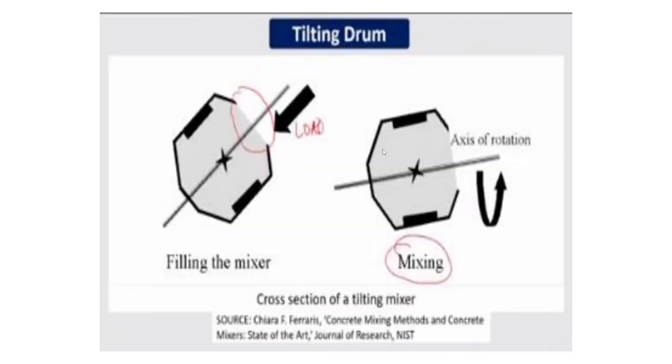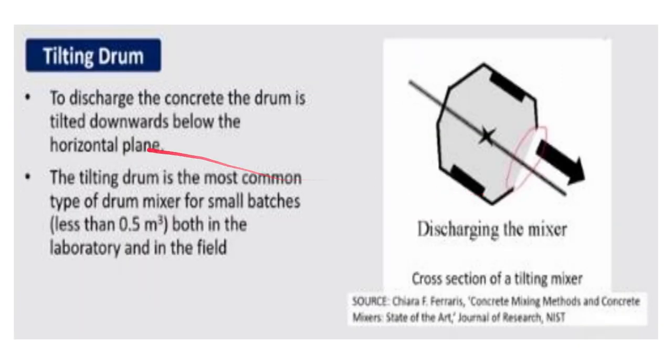As you can see here, when the filling of the mixer takes place, the inclination is slightly more, let's say around 45 degrees, so the load is entered then. In the case of mixing, the axis is inclined about 15 degrees to the horizontal. So that is the optimum angle for filling and mixing respectively. For discharging the concrete, the drum is tilted downwards below the horizontal plane.